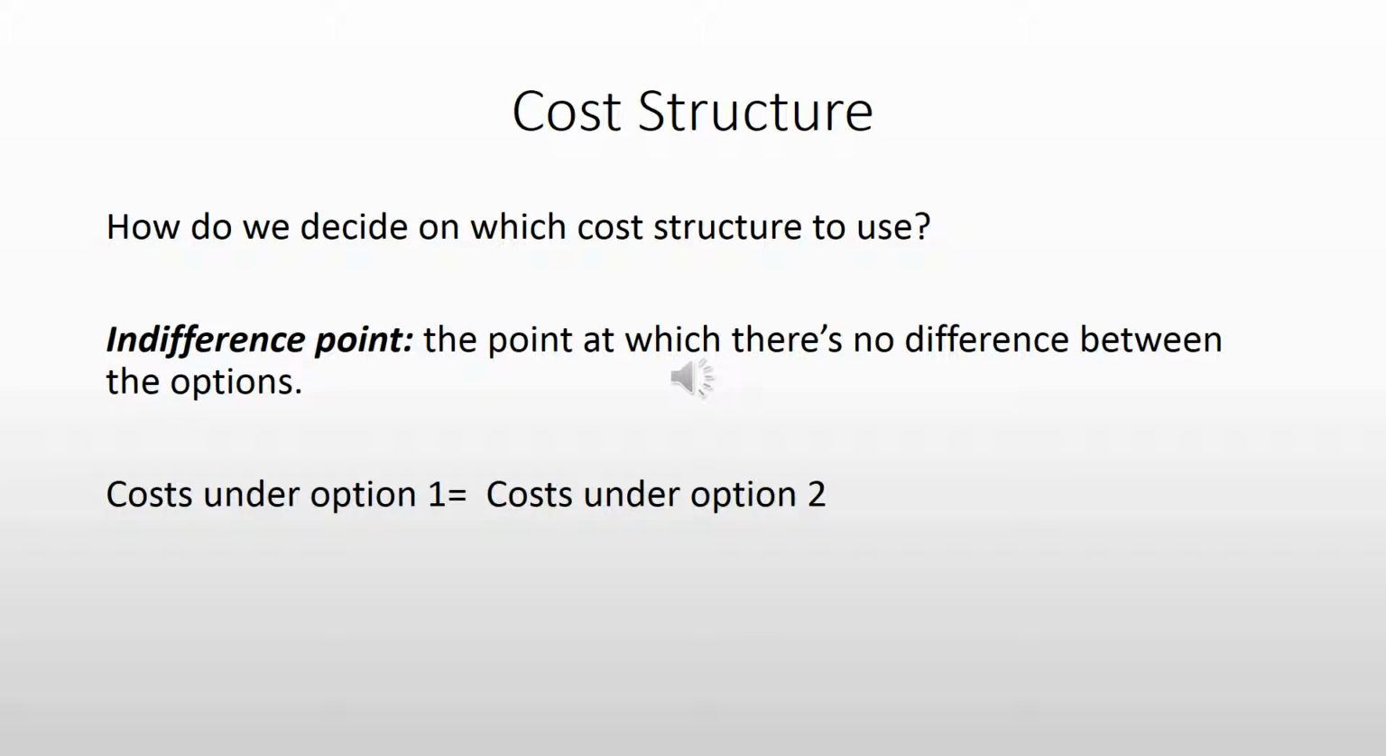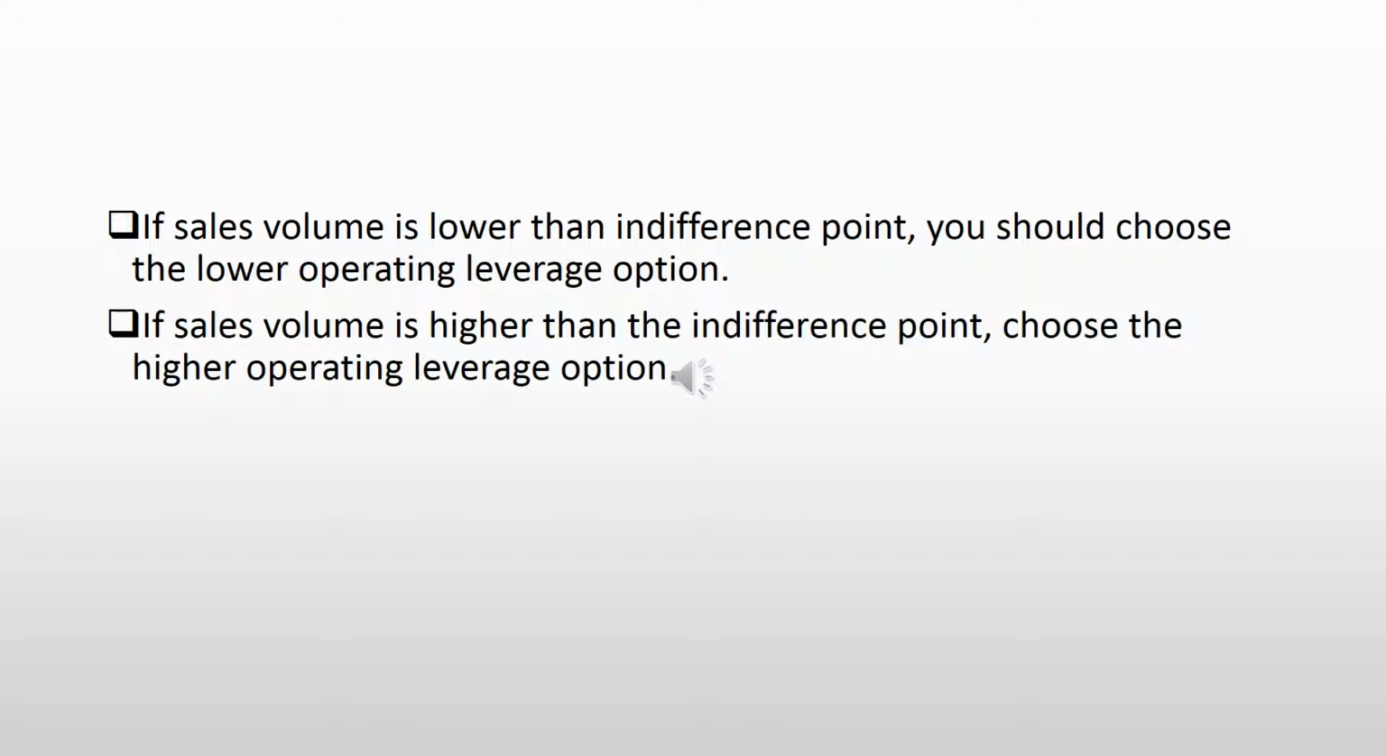So how does a company find which cost structure to use? Well, first of all, they need to find the indifference point, or the point at which there's no difference between the options. They can do this by setting the cost under option 1 equal to the cost under option 2. And the basic rule of thumb is, if the sales volume is lower than the indifference point, you should choose the lower operating leverage option. Or if sales volume is higher than the indifference point, choose the higher operating leverage option.